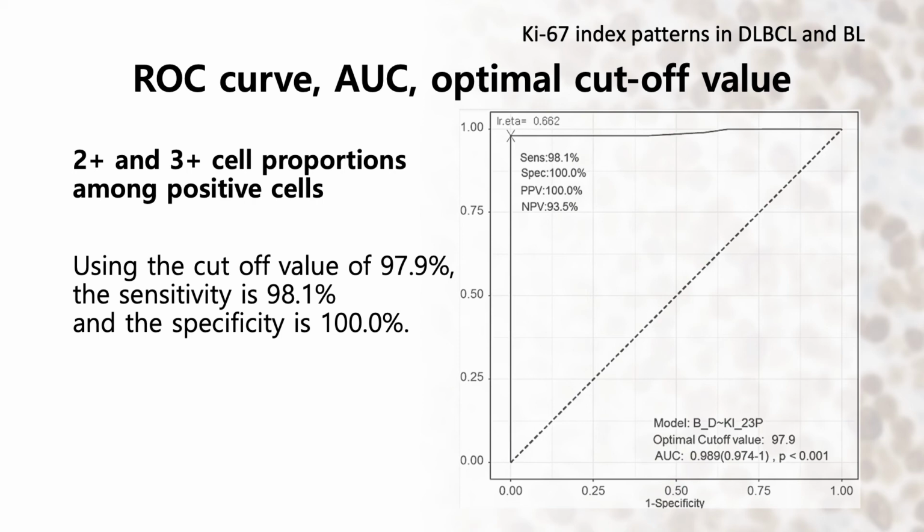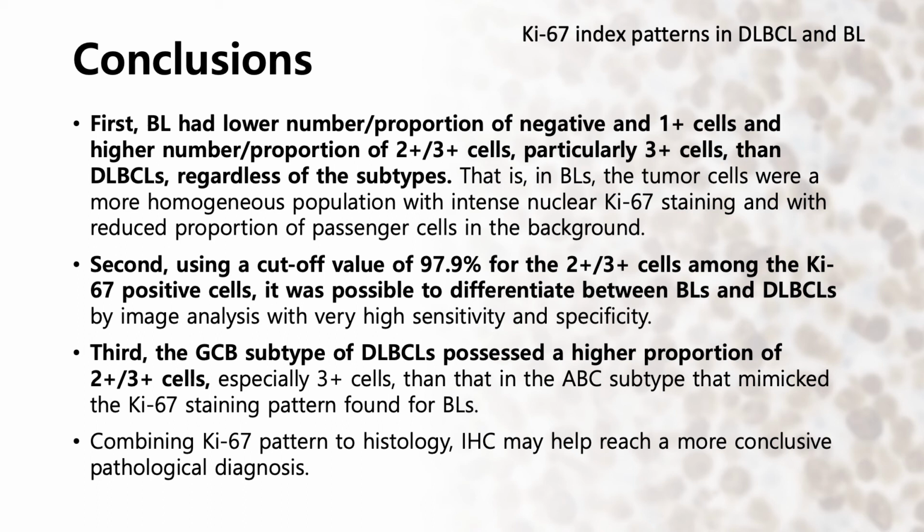Conclusions. First, Burkitt lymphoma samples had a lower number and proportion of negative and 1 positive cells and a higher number and proportion of 2 positive and 3 positive cells, particularly 3 positive cells, than DLBCLs regardless of the subtypes. That is, in Burkitt lymphoma, the tumor cells were a more homogeneous population with intense nuclear Ki-67 staining and with a reduced proportion of passenger cells in the background.